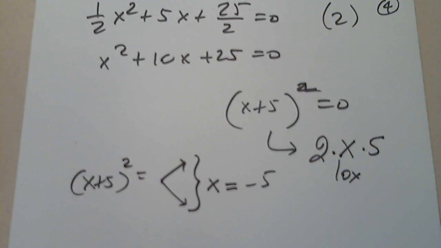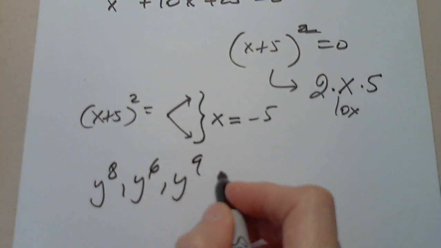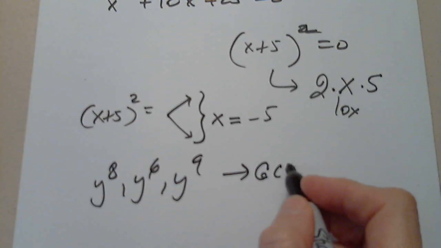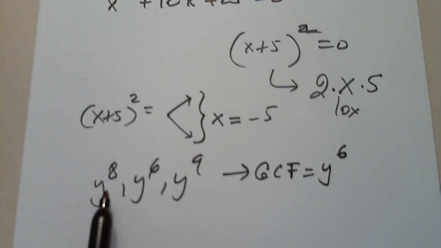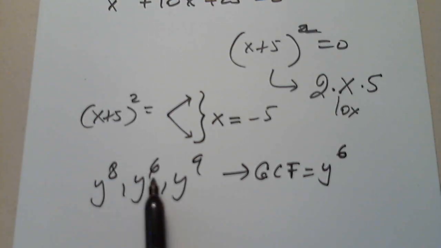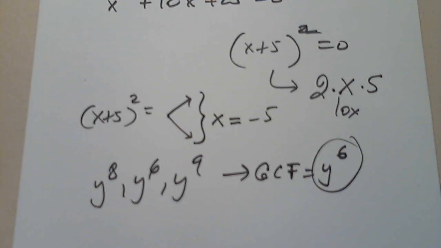So here, the greatest common factor is always the one with the lowest exponent. So y to the 8th, y to the 6th, and y to the 9th. Of course, the greatest common factor is y to the 6th, because the first one has 8 y's, the second one has 6, and the last one has 9. What they have in common is the smallest, and that is the greatest common factor. Stop me if you have questions.